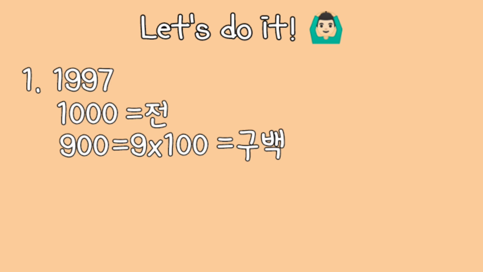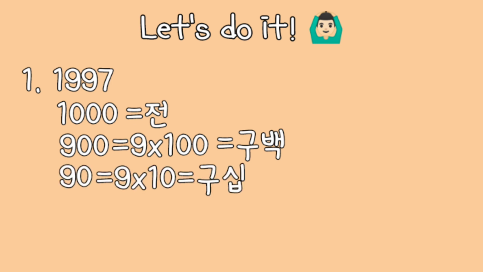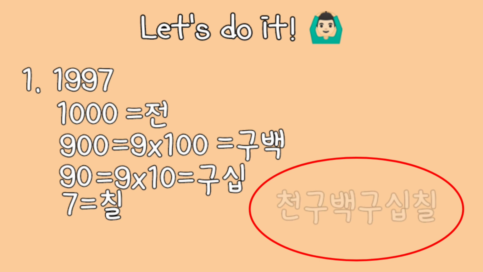Kubek. And the next one is 90, and it's kuship. Okay, so finally, the last number is 7, or in Korean, it's chil. Okay, when we combine together, it will become 1997.